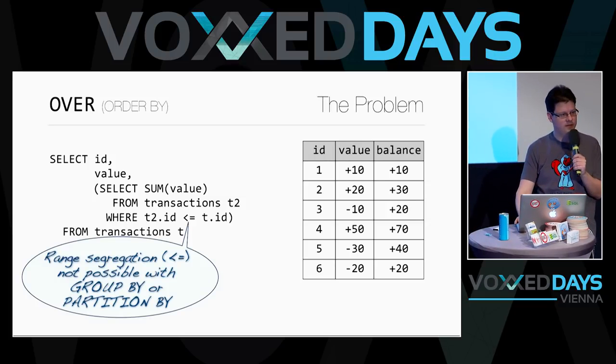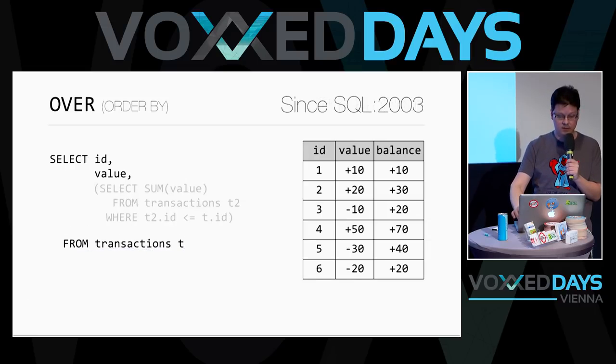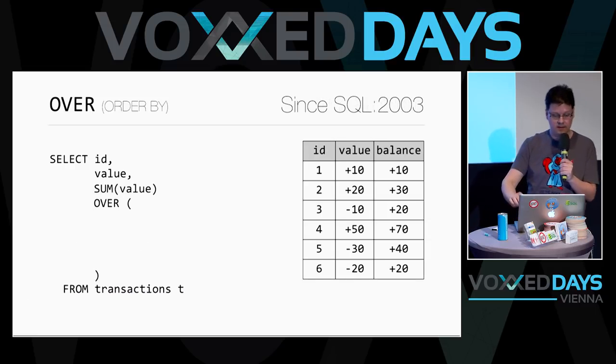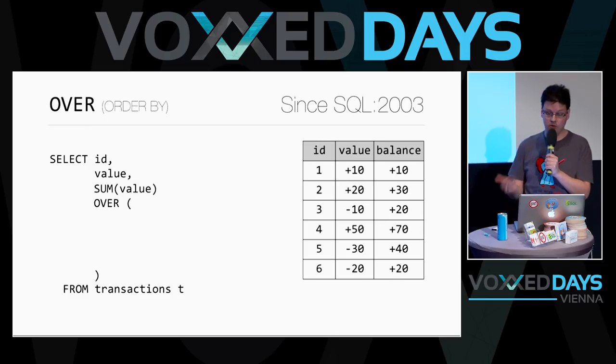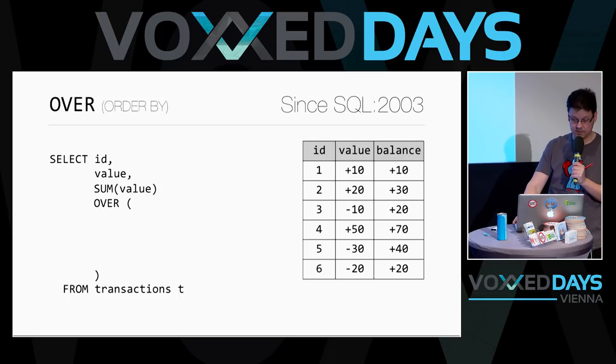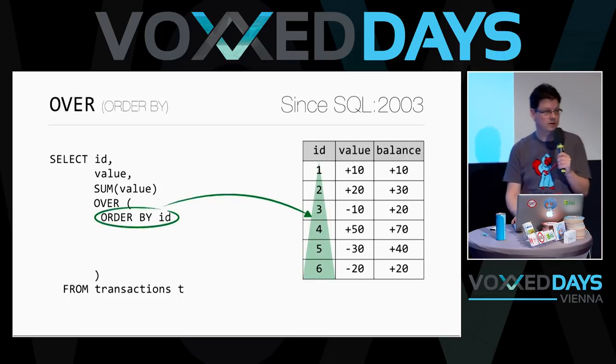And this is something which we have not yet learned how to put into an over clause. So this is the topic now. Instead of a subquery, we just use the aggregate function and we use the over clause to specify over which rows we would like to make this aggregation. And then we have the order by clause.